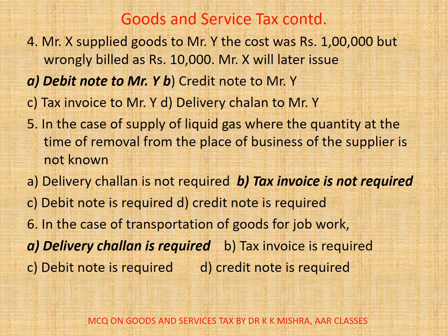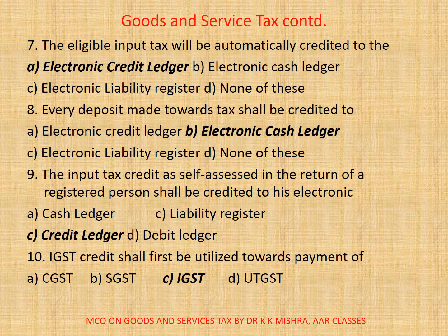6. In the case of transportation of goods for job work: A. Delivery challan is required, B. Tax invoice is required, C. Debit note is required, D. Credit note is required. So here the correct option is A. Delivery challan is required.